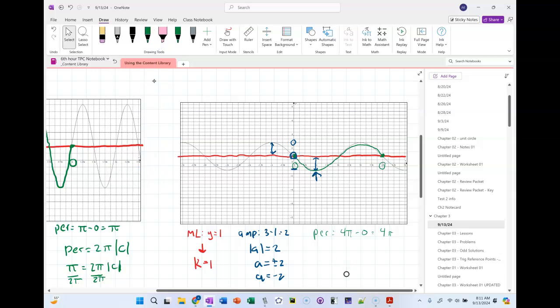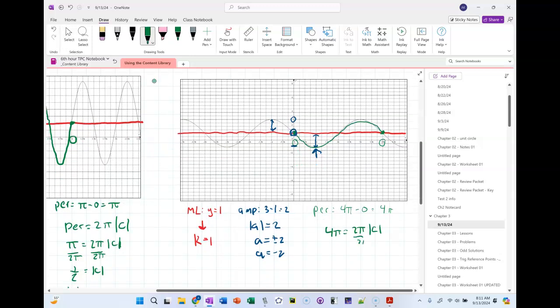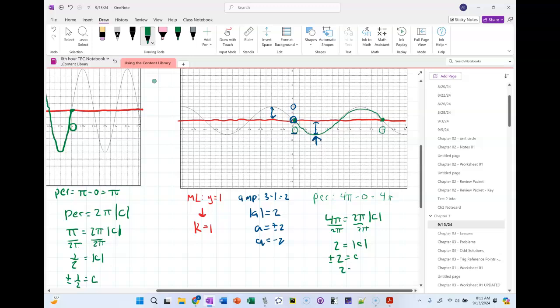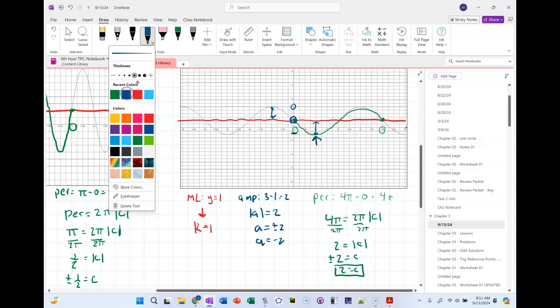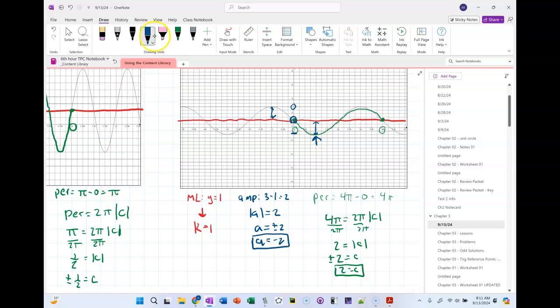And then for my period, I know that the period for pi is equal to 2 pi times the absolute value of c. I'll divide both sides by 2 pi to solve for c. And then I know the absolute value of c equals 2 means that c could be plus or minus 2, but we're always going to take a positive c, so that I have my values for a, c, and k.